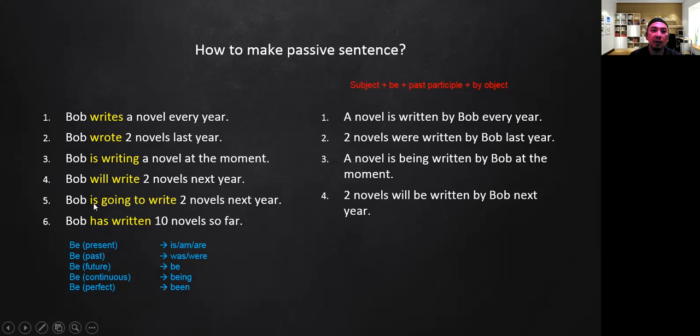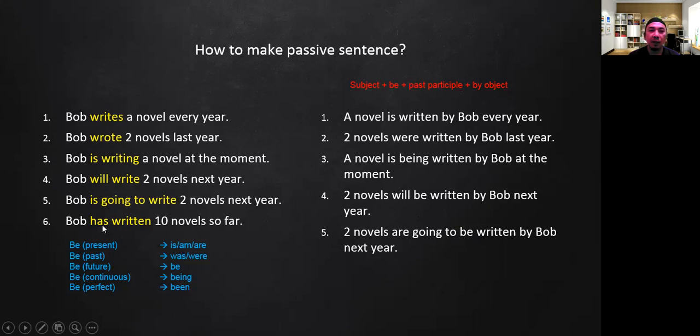So it is the same. Because this is future, we are going to use be for the to be. Two novels, the object becomes subject, and then we use are, taken from the active sentence, to make it easier to understand. The first to be is taken from the active sentence, and then after that, going to is the same. After that, we use the to be. Be going to is the same as will, right? Will be, are going to be. So it is basically the same. Two novels are going to be written by Bob.